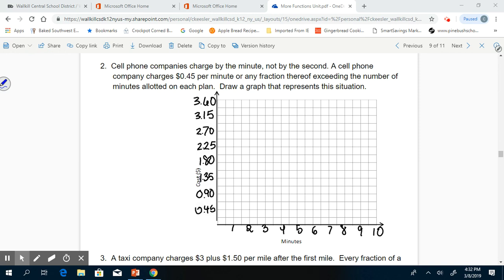Okay, so each minute, up to and including a minute, is charged at that 45-cent rate. 0 minutes obviously is not going to cost us anything, but as soon as we pass that 0-minute mark, at a second, we're being charged 45 cents, up to and including the first minute. Then we jump up to 90 cents, up to and including the second minute. Then $1.35, up to and including the third minute. Then $1.80 for the fourth minute. Then $2.25 for the fifth minute, and so on, following the pattern.